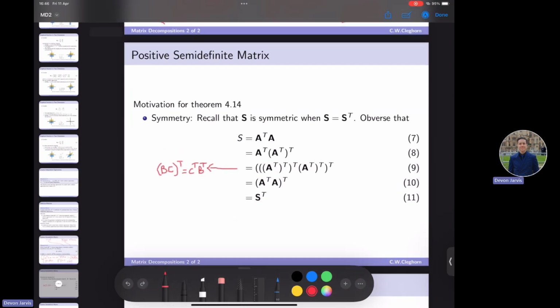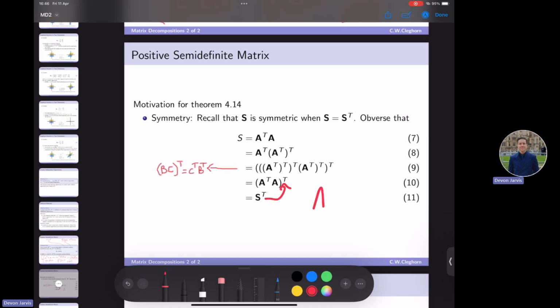So, motivation for why this is true. Let's consider the symmetry property. If S is equal to A transposed A, then if I want to consider S transposed, is it equal, right? So to begin with, we're going to transpose this, okay? And if you FOIL it all out and do a whole bunch of absurdly unnecessary transposings, what you ultimately end up with is S transposed is equal to that, okay?